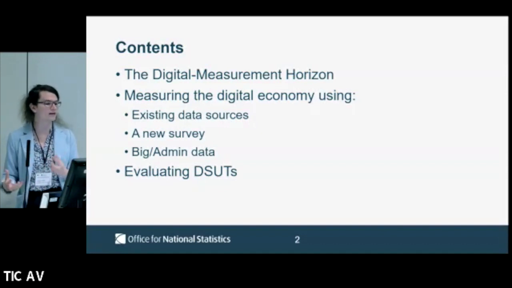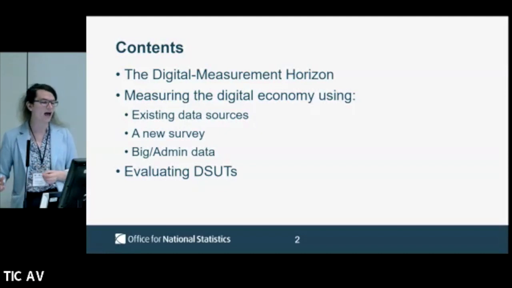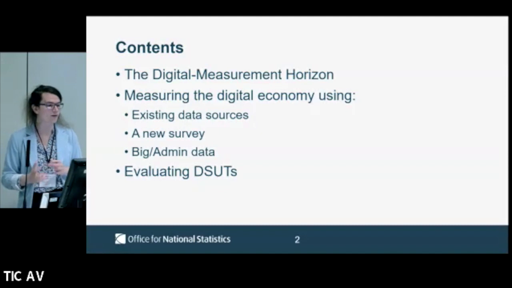And so we're going to talk a little bit as we go along about what we've learned and how that's changed how we see our journey going forwards. And that's going to be a very ongoing process. So we'll talk a bit about that.